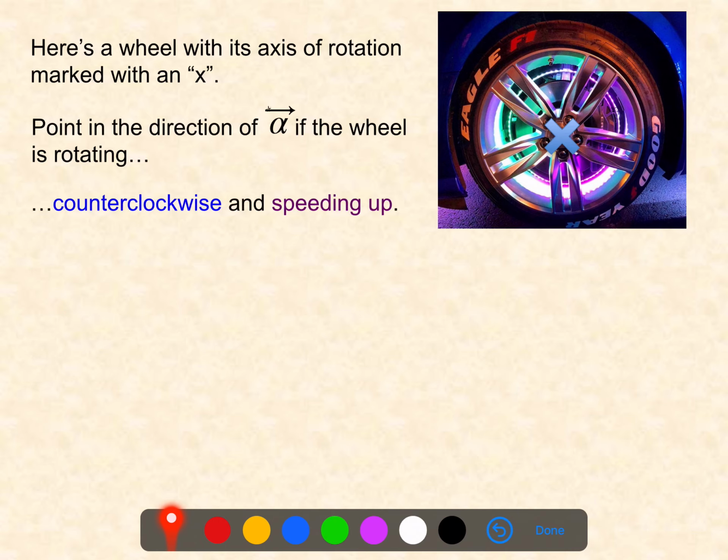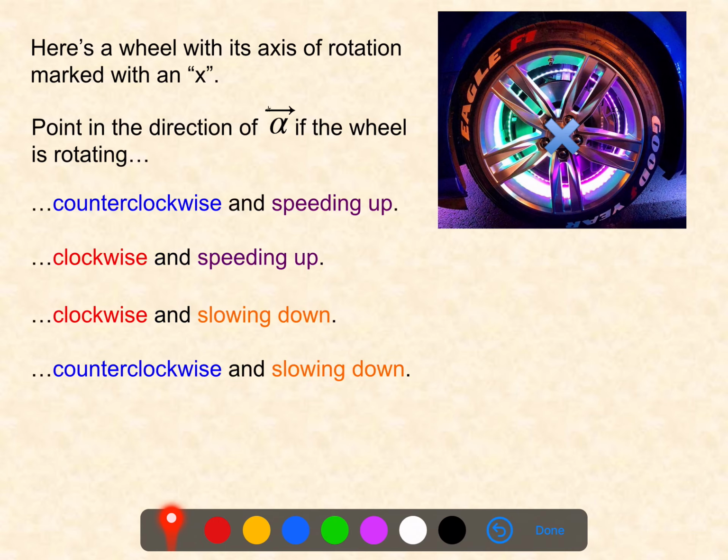Okay, so let's conclude everything that we have here. We have another example of a wheel. If it is rotating clockwise and speeding up, how would you depict that acceleration vector? If it's going clockwise and slowing down, how would you depict that acceleration vector?